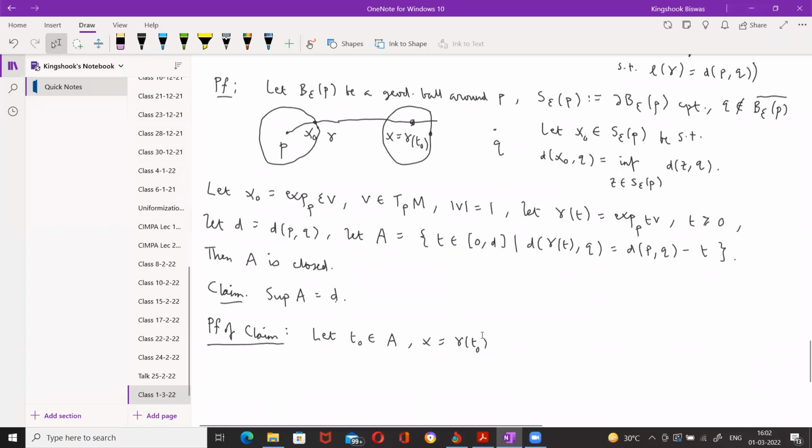All right. So the claim is, we claim that sup of A is equal to D. Okay. So actually, let's do something. Let T naught be the sup of A, and suppose, for the sake of contradiction, that T naught is strictly less than D.